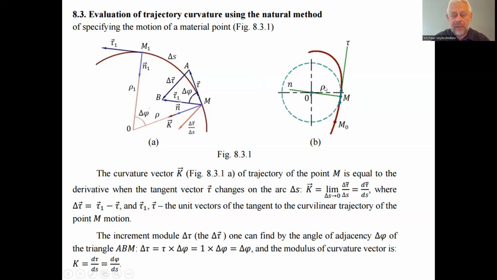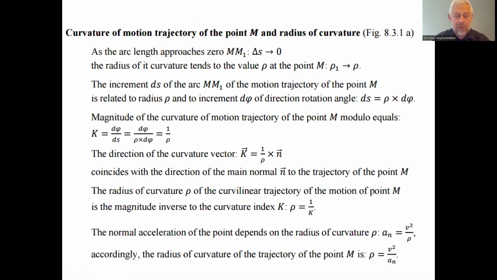But the circle of radius rho. What is the radius rho of the circle? We will consider a little bit about it. The radius of the circle as the arc length approaches zero. So we consider the arc MM1 approaching zero. Finding the limit, the radius of the curvature tends to the value at the point M. Rho 1 tends to rho.